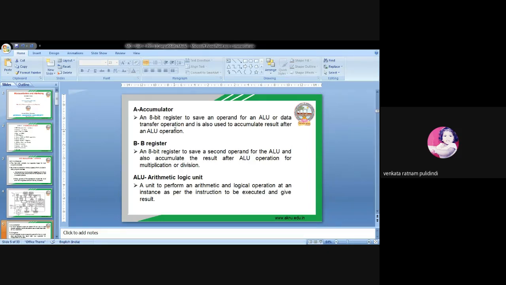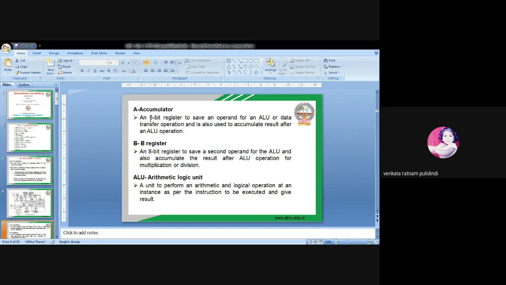Sometimes after the processing, the result is an 8-bit result. Then automatically it is stored in the accumulator. That means the first place to store the data after the processing is the accumulator. So the data itself after the process is stored in the accumulator.